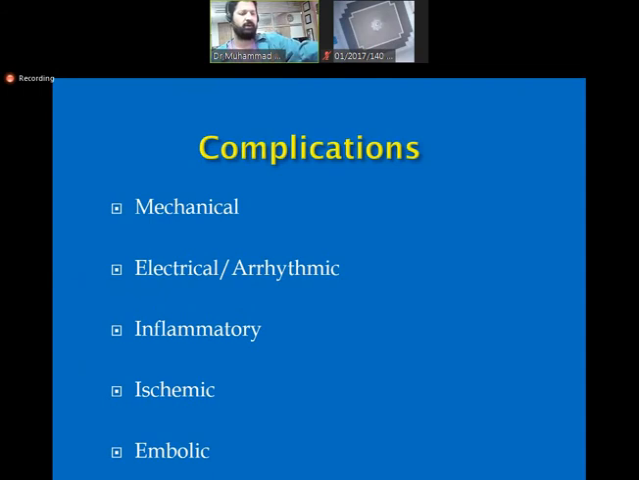So that describes the treatments for acute MI, non-ST elevation MI, and ST elevation MI. Let's go over the complications of acute MI. We have 5 different categories of complication in acute MI. It can be mechanical, electrical, arrhythmic, or inflammatory, ischemic, or embolic.